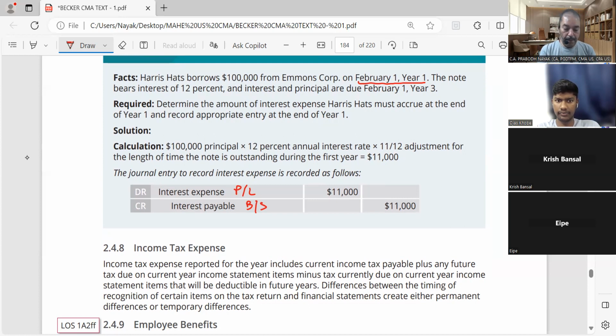Income tax expense. Income tax expense reported for the year includes current income tax payable plus any future tax due on the current year income statement minus tax currently due on current year income statement items that will be deducted in future years. Now you have already done the income tax part, so you know what we are talking about here. We have got income tax expense, with two things over here. One is the expense of the current year, and the second is the expense which is deferred, which will be a deferred tax liability. Fine.